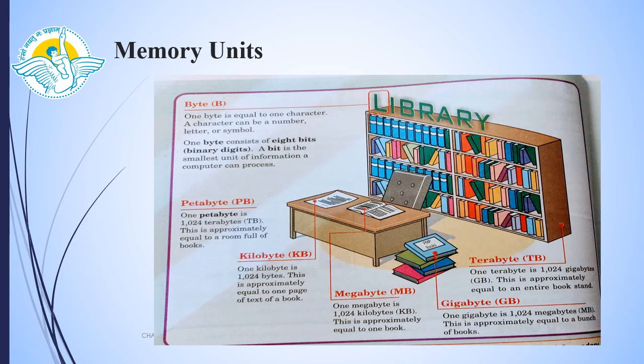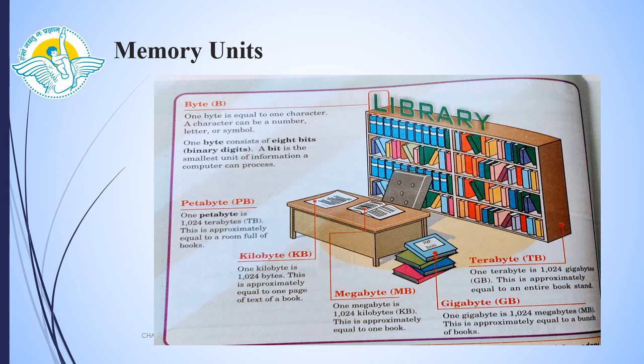Now let us understand different units of memory in a different way. We try to compare the units of memory with different components of a library. Here you can see that byte is highlighted with a letter L. 1 byte is equivalent to 1 character. A character can be a number, letter, or symbol. 1 byte consists of 8 bits. A bit is the smallest unit of information a computer can process. So we can say that every character that you type through the keyboard occupies 1 byte of computer memory.